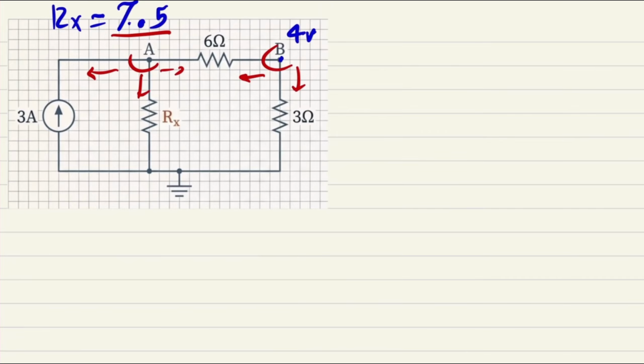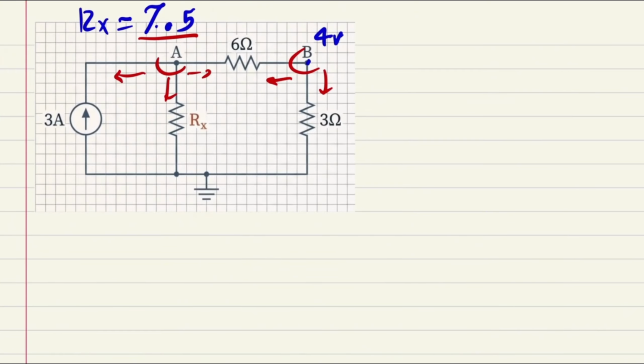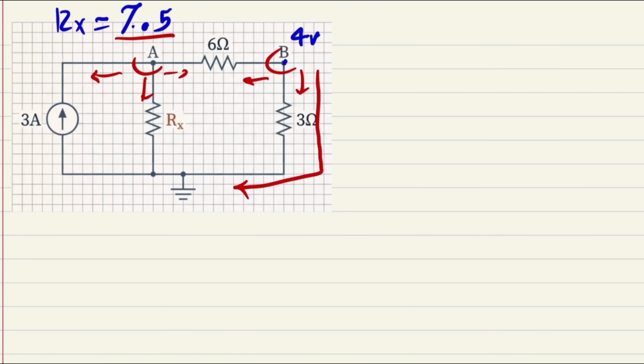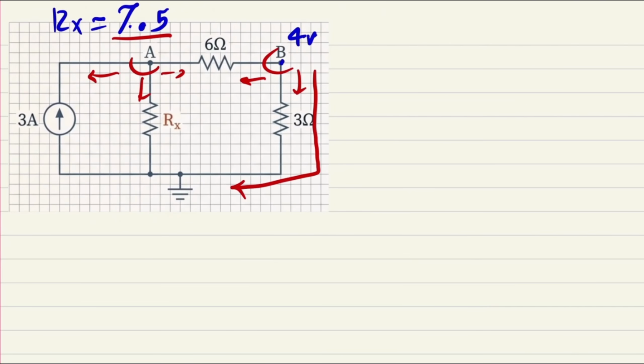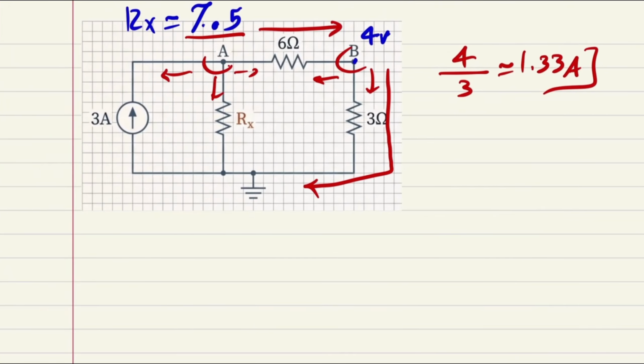The good thing right now is that we can think a little bit. Since VB is already 4 volts, it means that I already know how much current is going to pass through this way, right? So this current, which obviously is going to be the same as this current, is 4, because it's VB, divided by 3, which is going to be around 1.33 amp. Simple, right? So the only thing that I need to care about is what is happening at VA. Let's see what would happen.